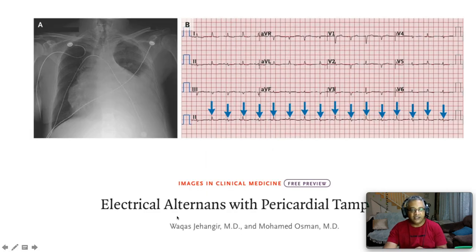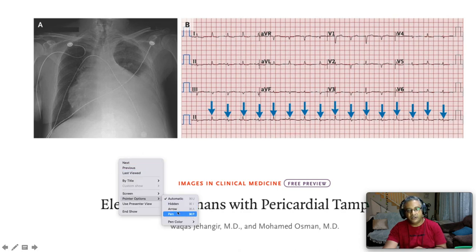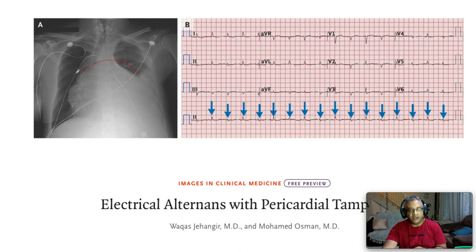Okay, so this is an X-ray demonstrating what we just discussed. You can see a big old globular heart, a very globular heart, and relatively oligemic lung fields. That speaks to a pericardial effusion.